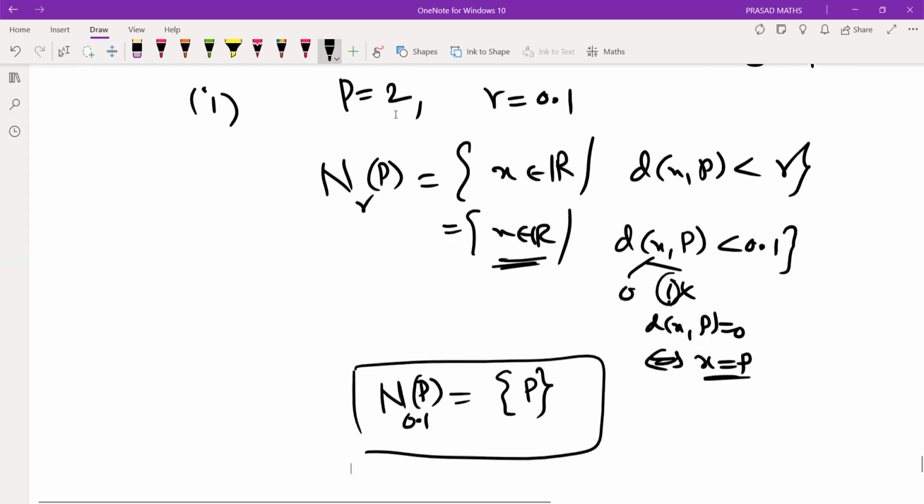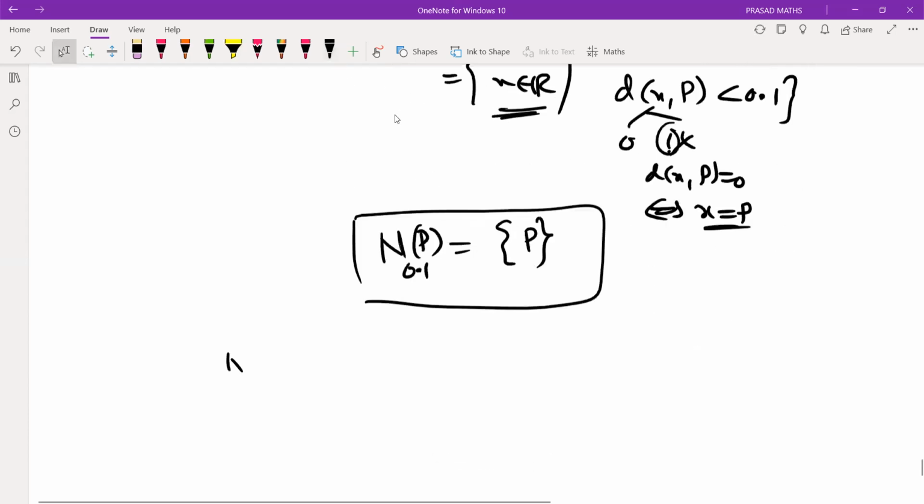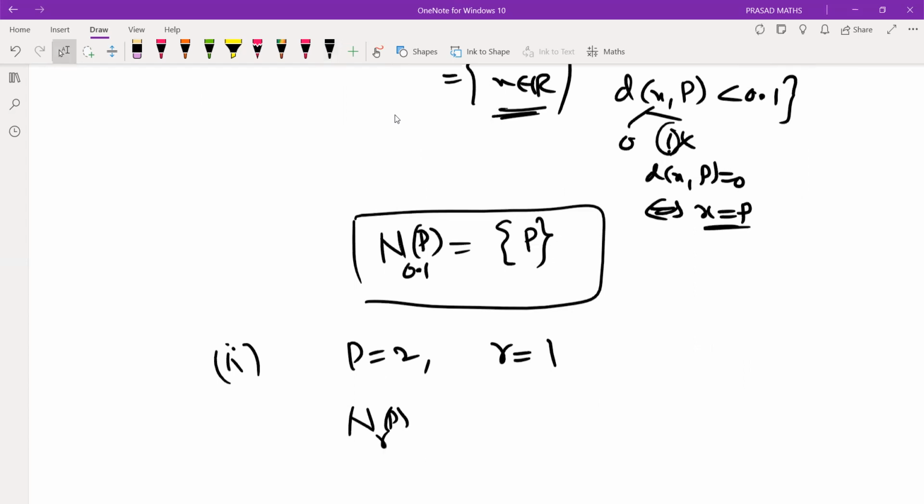With the same point P, I'm going to take radius 1. What is the neighborhood of P? The neighborhood of P with radius R is exactly the set of all real numbers x whose distance from x to P is less than R.